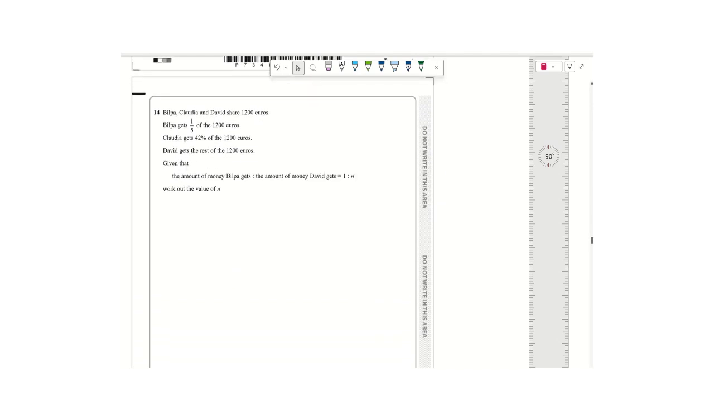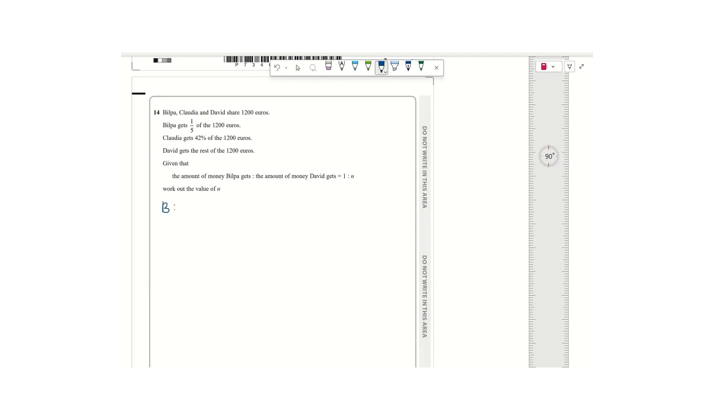Question 14. We've got 3 people sharing some money. So Bilper gets 1/5 of it, Claudia gets 42%, and David gets the rest. And we are then told that the amount of money Bilper gets to the amount of money David gets is a ratio 1 to n, and we're asked to find that n. We need to know how much money each person gets first of all before we can do anything else.